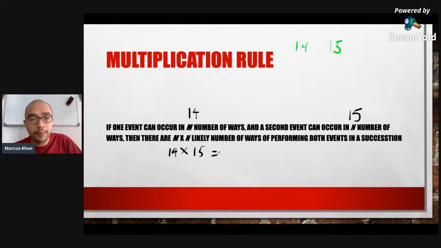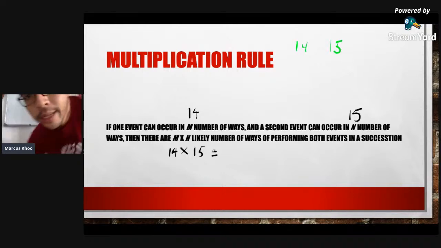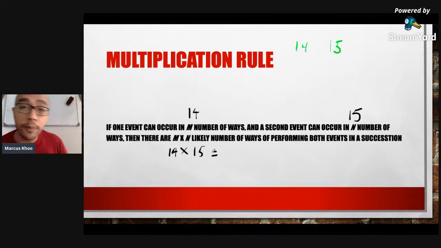which is, my calculator is so far away. What's 14 times 15? 14 times 15. Okay, there are 210 ways. Okay, there are 210 ways for me to figure out a pair of one guy and one girl from the class. Okay, 210 possible combinations.